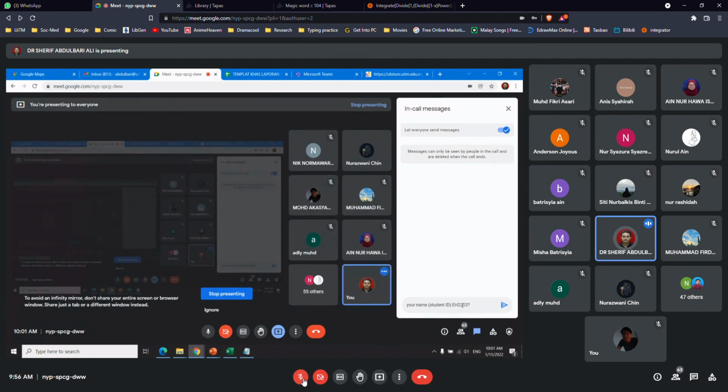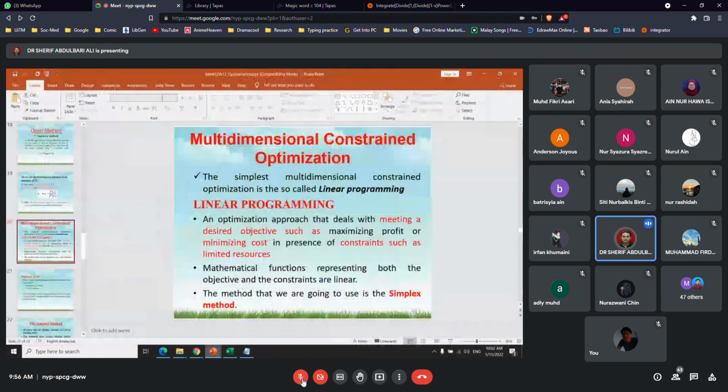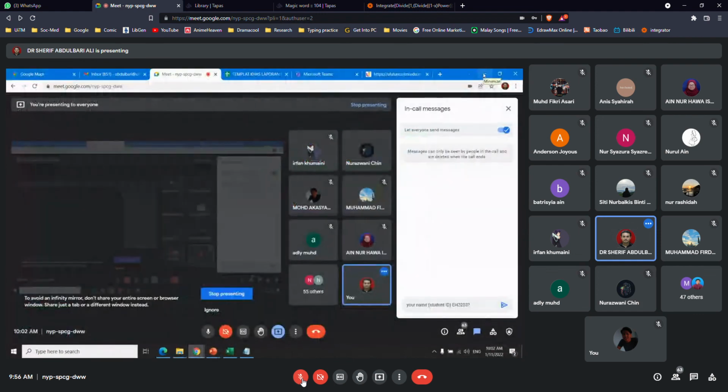Okay, so that means your lab is going to be on Friday, right? Or on Thursday? Class is on Friday. So, okay, Thursday, Friday, I give you the constraint optimization. So I finish this topic with you. Are you okay with that, all of you? Yes, okay. Yes, sir. So I will finish this topic on Thursday and Friday.